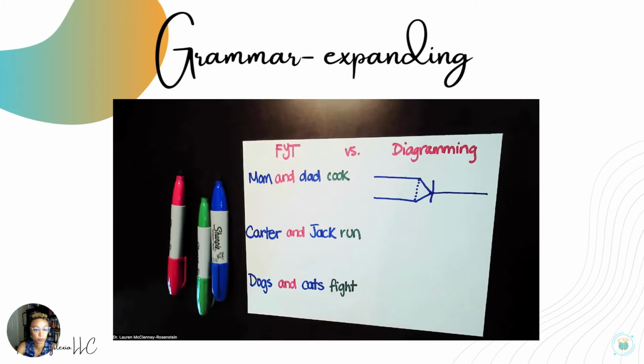All right, welcome back. I'm going to show you what it looks like to have two subjects, so two nouns with a conjunction. What this looks like, as you can see on the left, is framing your thoughts, and everything is color coded. What's on the right is diagramming. So it probably looks a little weird, but I will walk you through it right now.